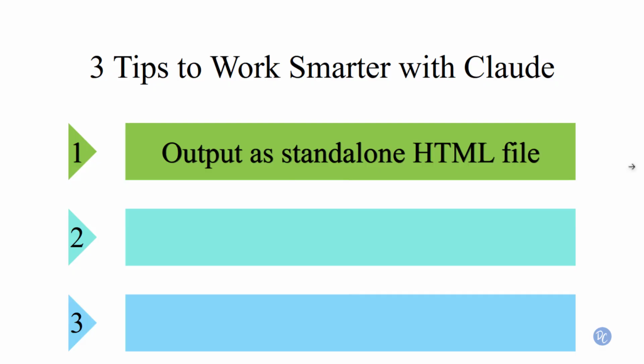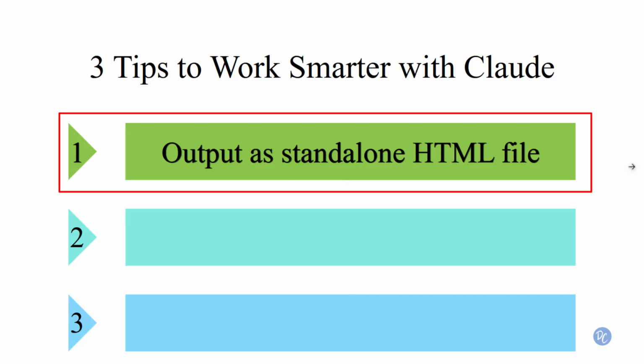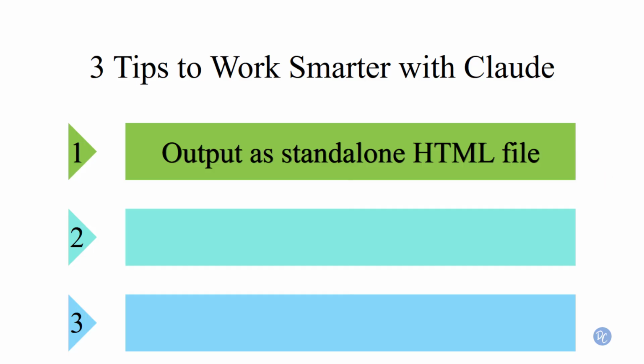3 tips that we want to learn first before we get started, and this will help you work smarter with Claude. First one is, when building artifacts, if you choose to have a standalone file, meaning you don't want to pay any more for artificial intelligence, you want this file to work wherever you are, whatever device it's on, you want to double click on it and it opens and it works. You need to tell it to output as a standalone HTML file. That's exactly what you would put into your prompt.